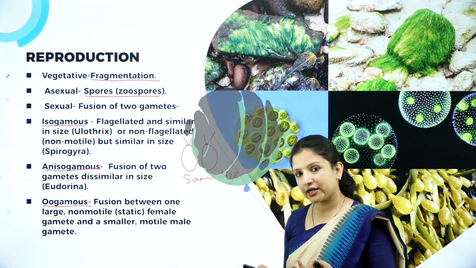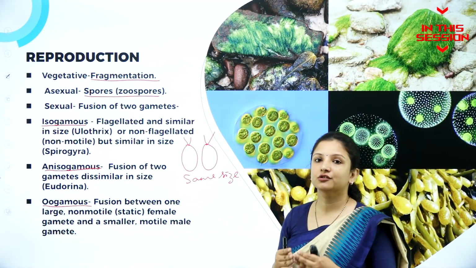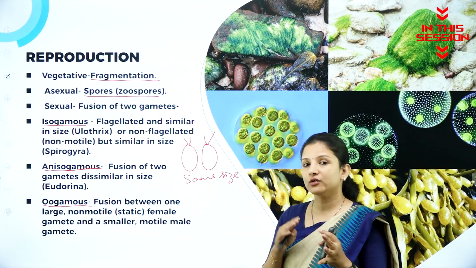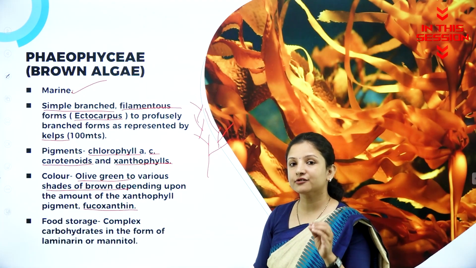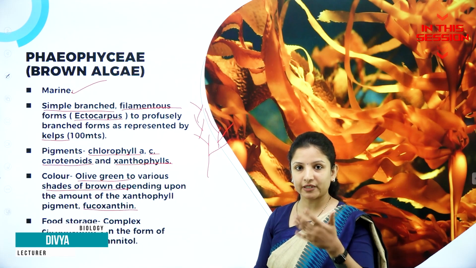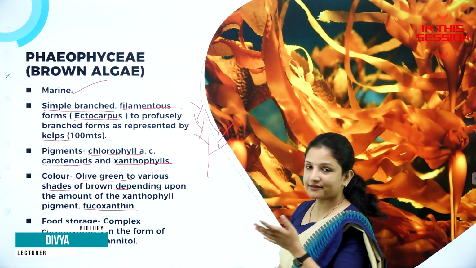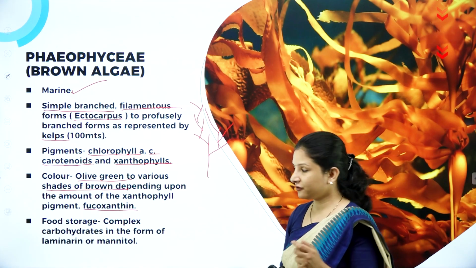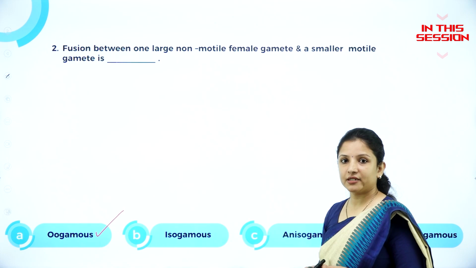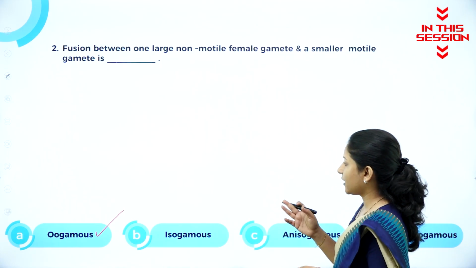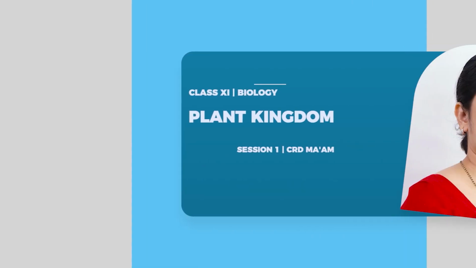If two non-motile gametes of same size fuse, it is called as an isogamy. So the structure, everything will be same here. Only thing is there will be a size difference, which is a xanthophyll pigment that is called as fucoxanthin. Based on how much amount of fucoxanthin is present in that particular Phaeophyceae algal members, the color varies. It can be olive green to different shades of brown. Non-motile female gamete that is larger fuses with the motile male gamete that is smaller. So therefore answer is oogamous.